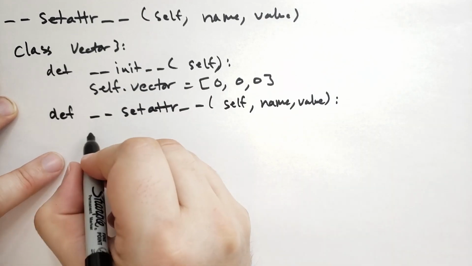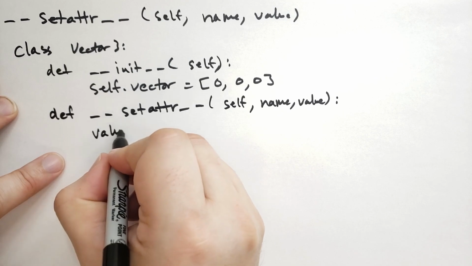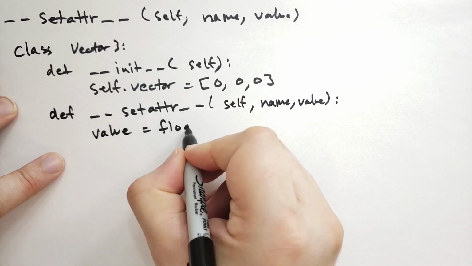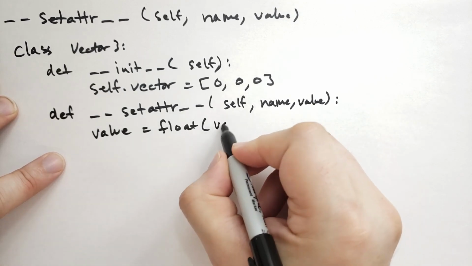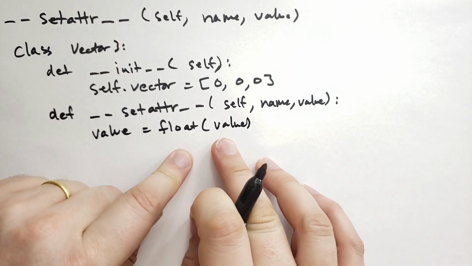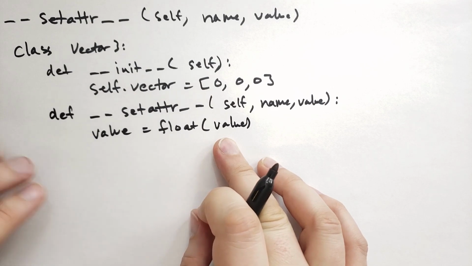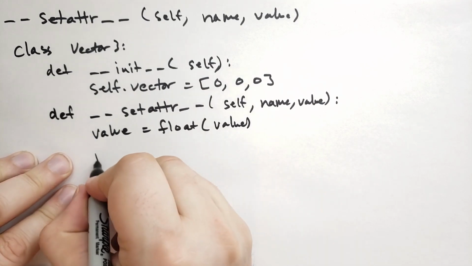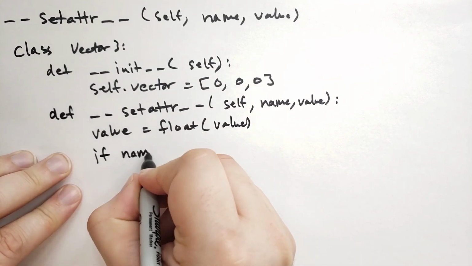Okay, the first thing we're going to do is convert that value to a float. So this is an example of how you can limit values. If this value can't be converted to a float, that'll raise an error, which will prevent the attribute from being assigned. And then we're going to have this simple dictionary here.